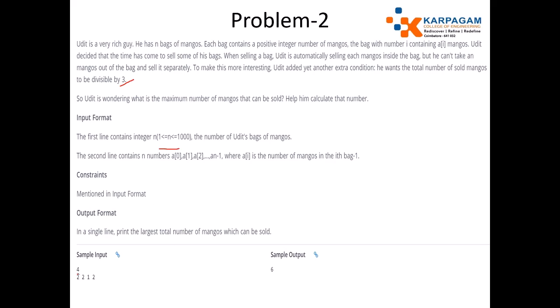For example, when the size of the array is 4, you have to give 4 values. Okay, 2, 1, 2. So the output will be 6. When I neglect 1 from this array and sell the remaining 6 mangoes, the 6 mangoes are divisible by 3. This time the maximum mangoes to be sold is 6, not 7, because 7 is not divisible by 3. I just exclude a minimum number. Yes, this is the answer.